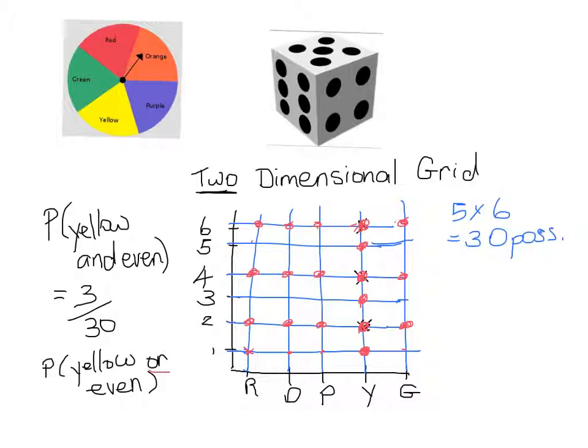All right, so we have 1, 2, 3, 4, 5, 6, 7, 8, 9, 10, 11, 12, 13, 14, 15, 16, 17, 18. There are 18 places that are either yellow or even, or both. So yellow or even is 18 out of 30.